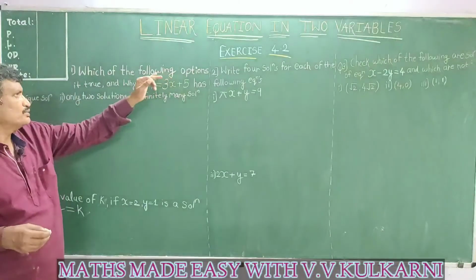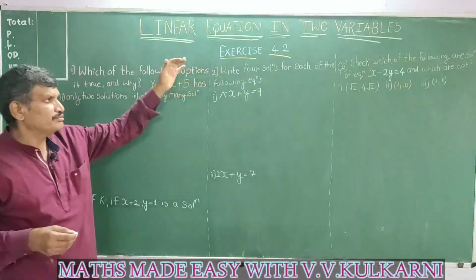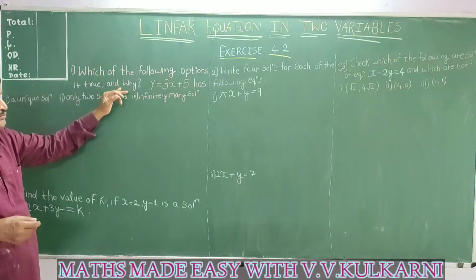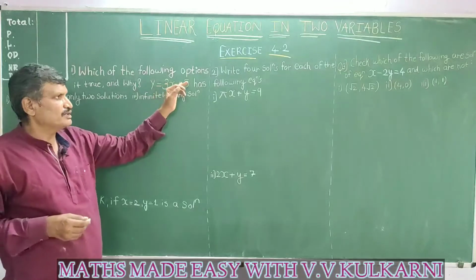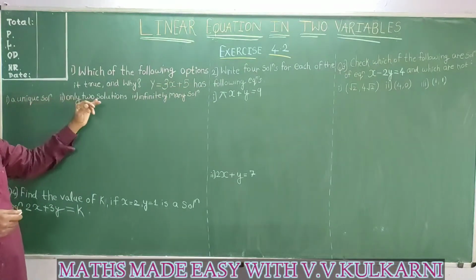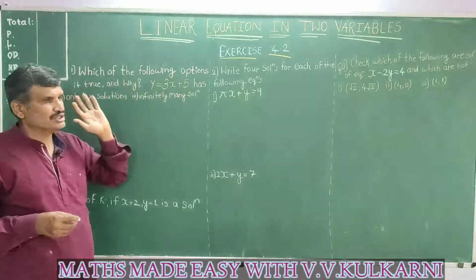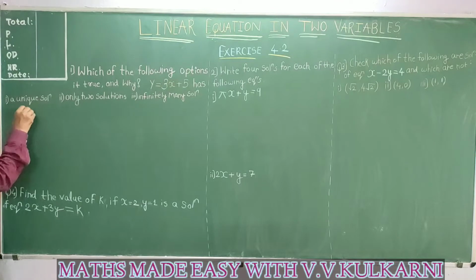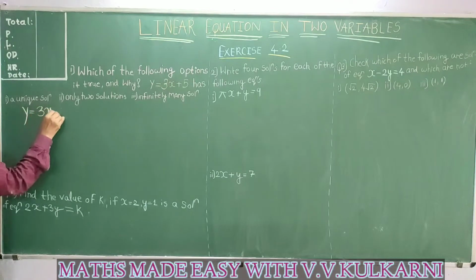Let us see what the first question says. From exercise 4.2 I am taking up the first problem: which of the following options is true and why? y = 3x + 5 has a unique solution, only two solutions, or infinitely many solutions. Let us see, children, what is given to us. y = 3x + 5 is given to us.